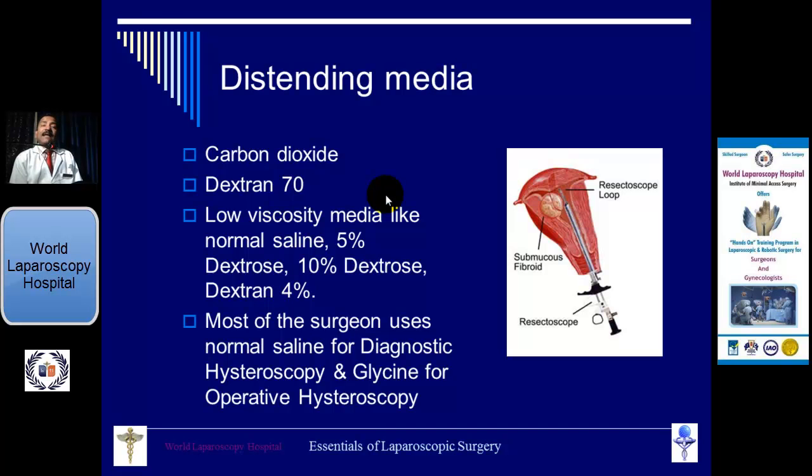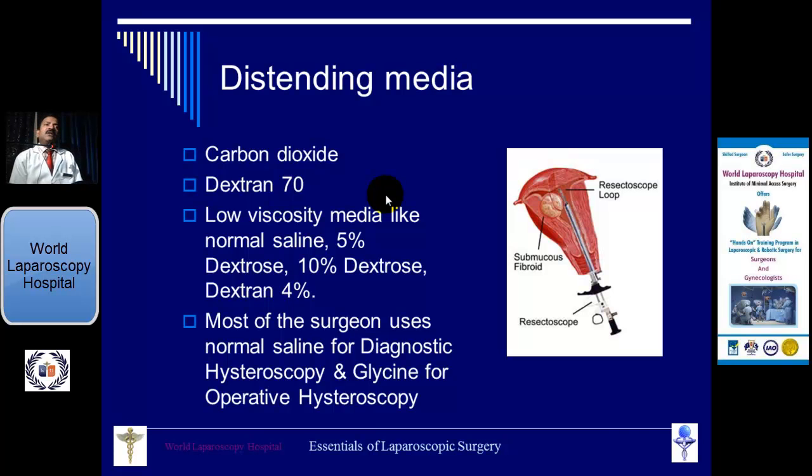So gas is thin, and at the end of 1 hour of, suppose, hysteroscopy, the entire abdomen will be full with CO2. The patient will get shoulder tip pain. There may be some dyspnea also if the pressure is more. So this is one problem, that it diffuses very fast into the abdominal cavity. Another problem of CO2: it may be used for diagnostic, but it is not used for operative.